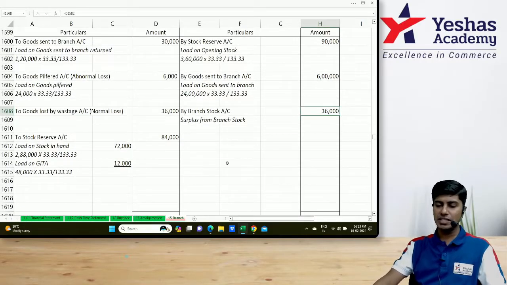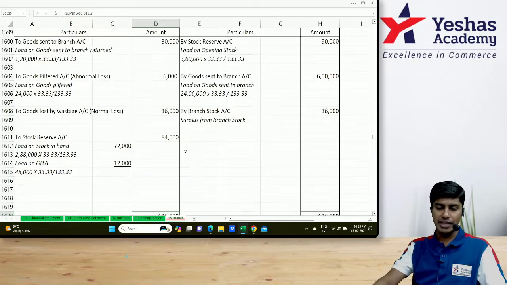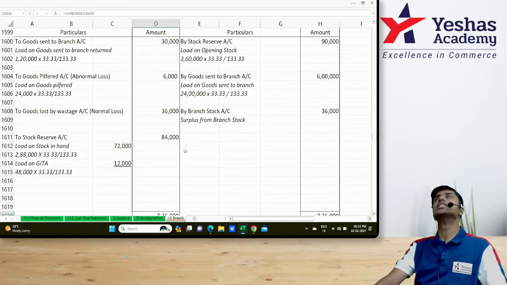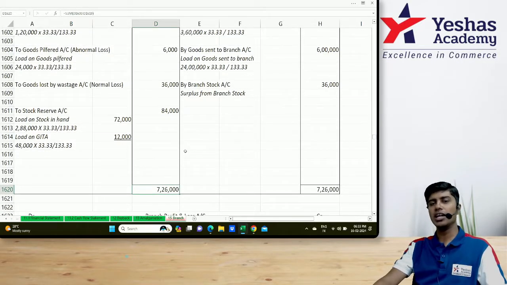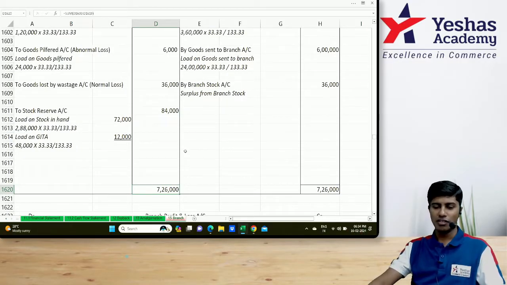90 plus 6 lakh plus 36, 690 plus 36, 726. 726 minus 36, 36, 72, 72 plus 4, 76, 76 plus 8, 156. Deduct 156, 256, 356, 456, 556, 656, 550, 570.